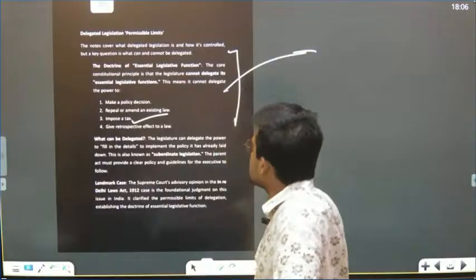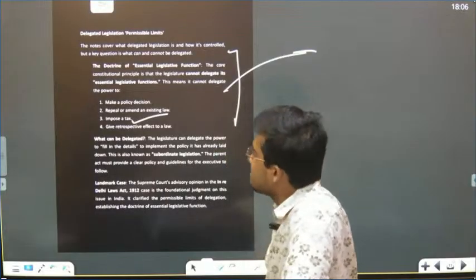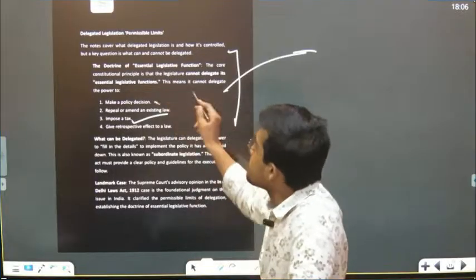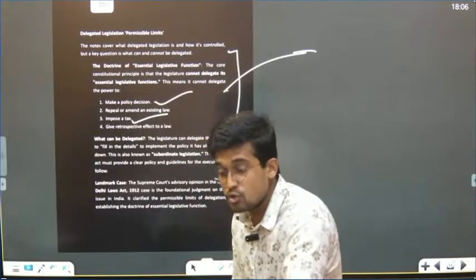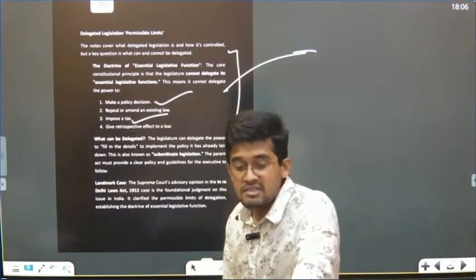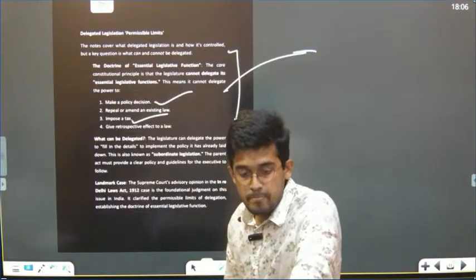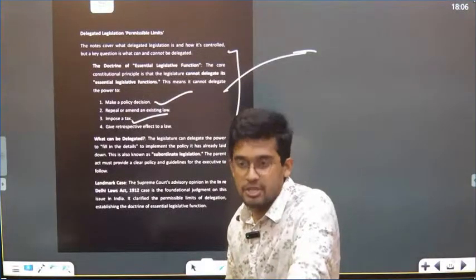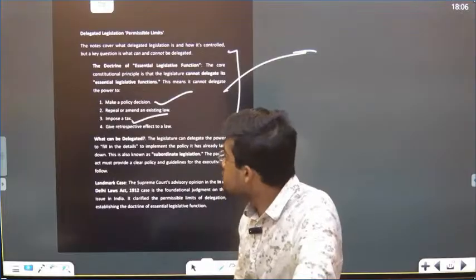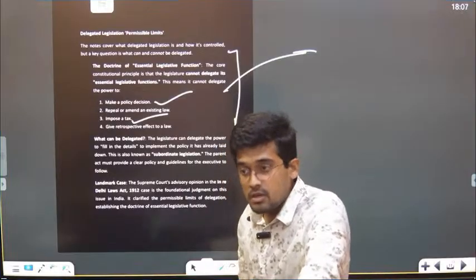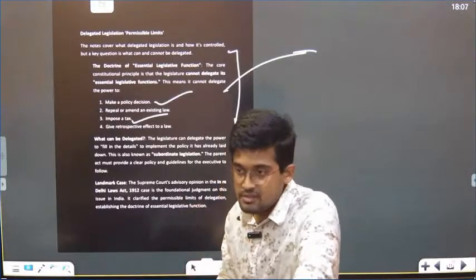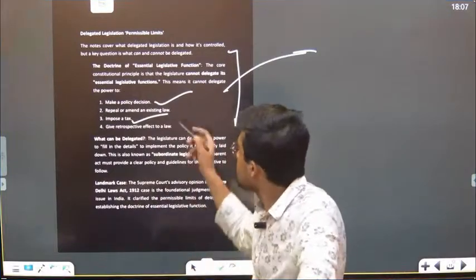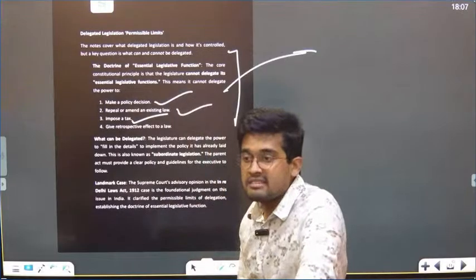The core constitutional principle is that the legislature cannot delegate its essential legislative functions. What are these essential legislative functions? To make a policy decision, whether to do something or not. For example, the Digital Data Protection Act. That is a policy decision. The legislature takes a policy decision. Within those policy decisions, the executive can make laws.